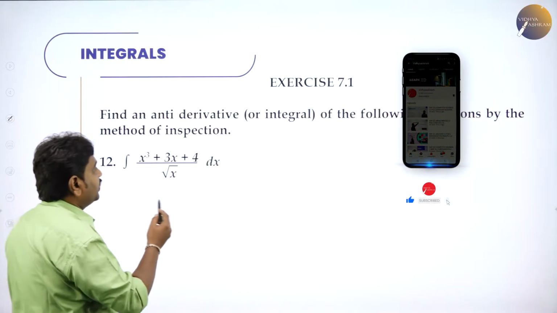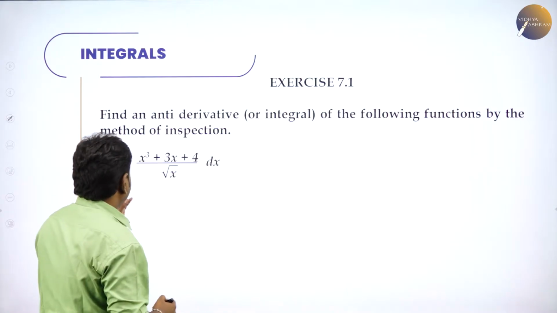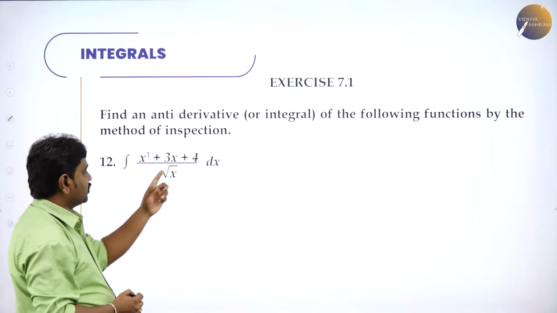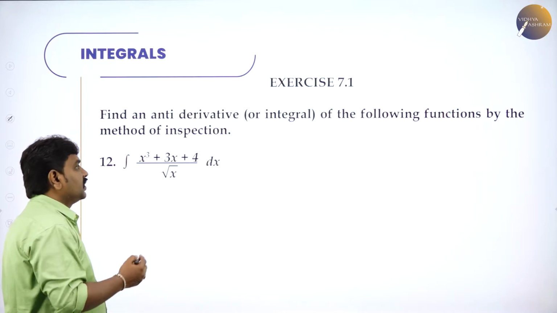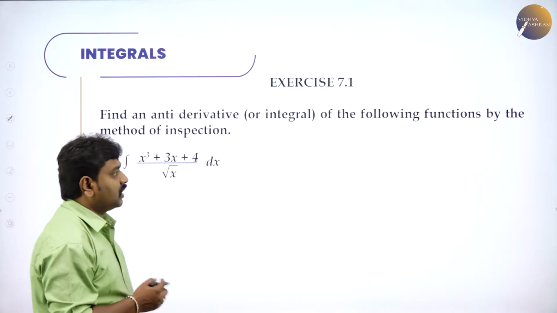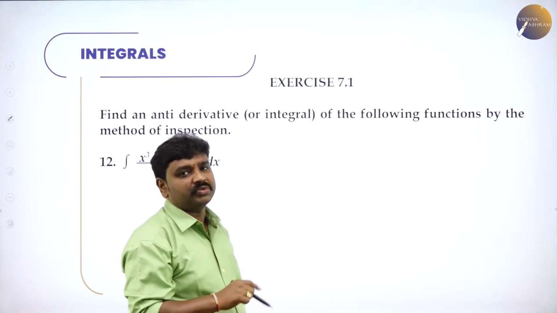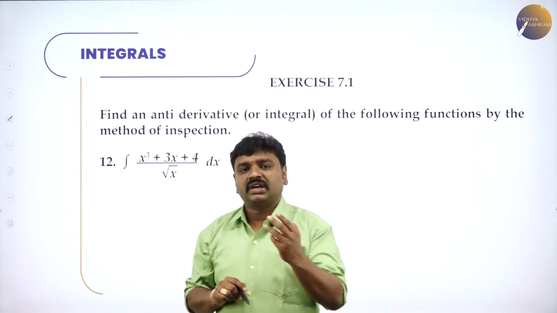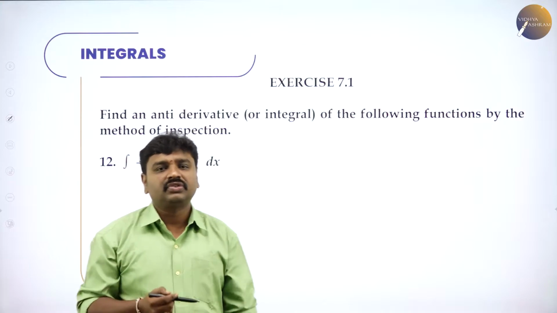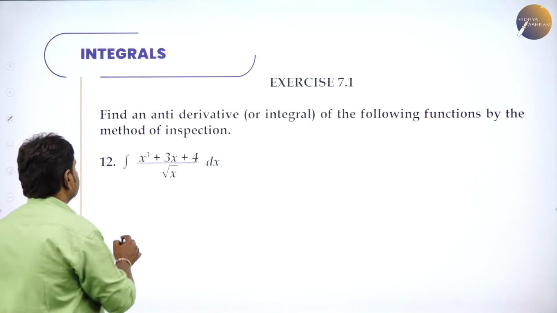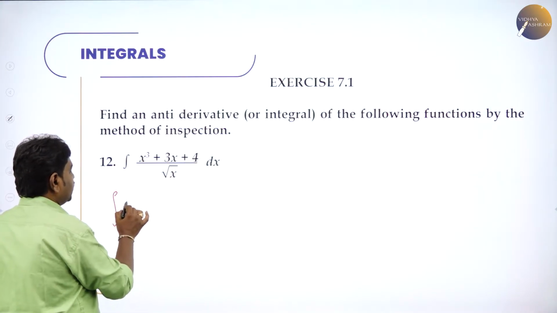So now find the integral of the following. They gave integration of x cube plus 3x plus 4 by root x. Either you can use the inspection method or use the formula method. I told you in my last class also I have done so many problems by inspection. So directly now you are used to the formula, use the formula to get the answer. So first reduce the problem to standard form.